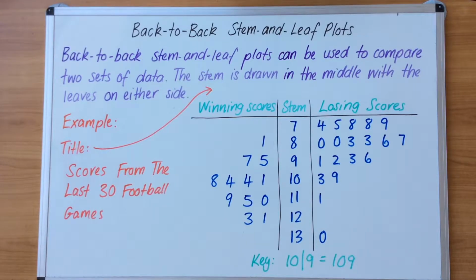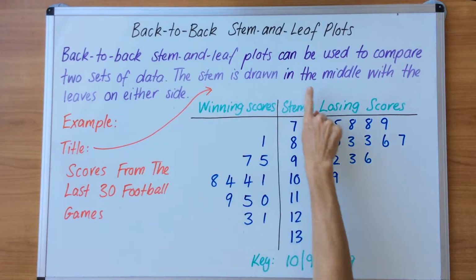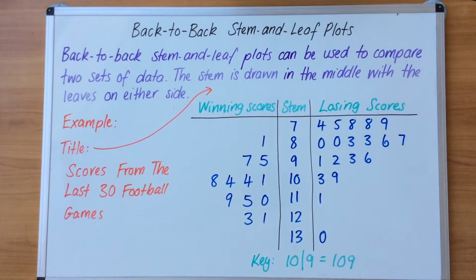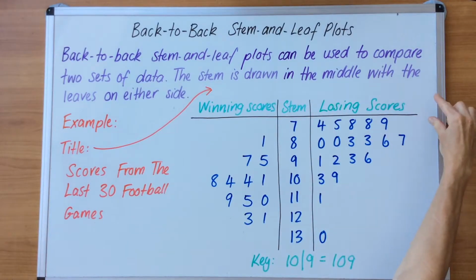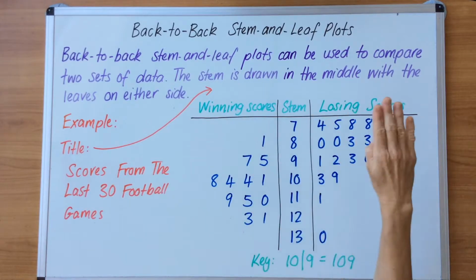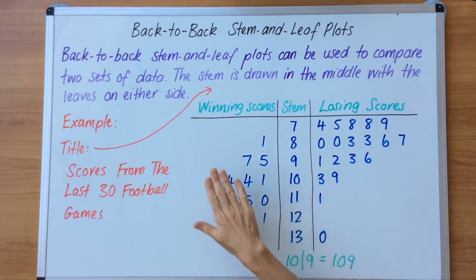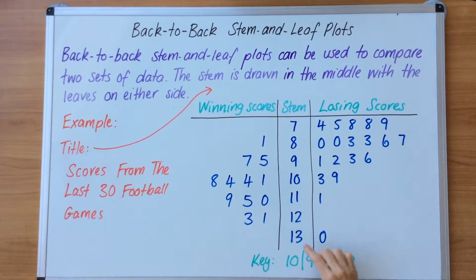First of all, you would normally have a title, which we do. Because of the room situation on this board, I've placed the title on the left-hand side, so it's scores from the last 30 football games. And you can see I've put an arrow to indicate where it should be sitting, which is on top of the data display. So we have a stem down the middle. We have two leaves labelled accordingly. These are the winning scores, these are the losing scores. The data is sitting in here, and we also have a key at the bottom of the page.